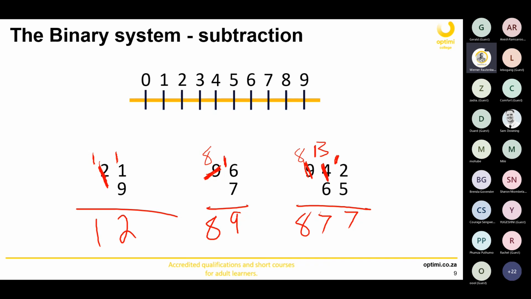Okay, so hold on to that principle. If you cannot minus, then you borrow from the number before it. Now, at this stage, it's important to say, other than our number system, binary cannot go into negative. Binary cannot go into negative. Okay, so let's go on to the binary system.